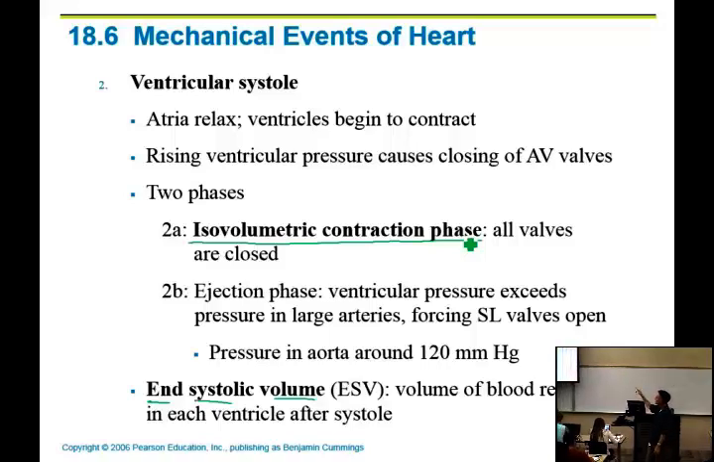So isovolumetric contraction means that the volume of these ventricles that are all loaded up is not changing yet. They're basically starting to contract, but the volume is not actually changing yet. What it's starting to do is generate pressure. And so the volume of blood isn't moving anywhere yet. We're starting to squeeze those ventricles. It starts moving the blood, but it's not leaving the chamber as of yet.